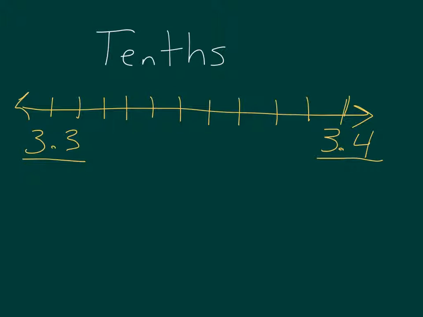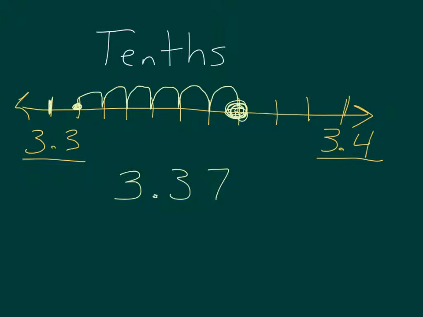So if I now have a number that is 3 and 37 hundredths, let's see where that falls on the number line. So this is 3 and 3/10. This is 3 and 31 hundredths, 3 and 32 hundredths, 3 and 33 hundredths, 3 and 34 hundredths, 3 and 35 hundredths, 3 and 36 hundredths. Here we go. 3 and 37 hundredths is where we're ending up.